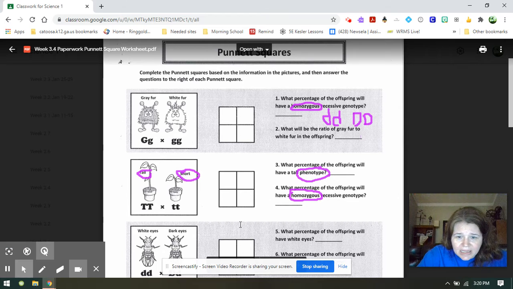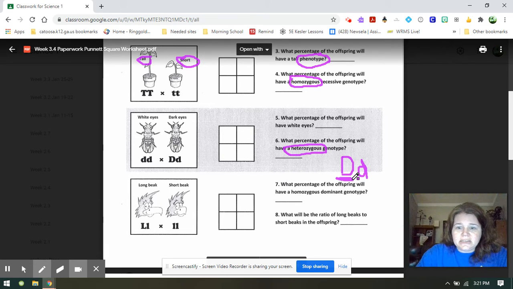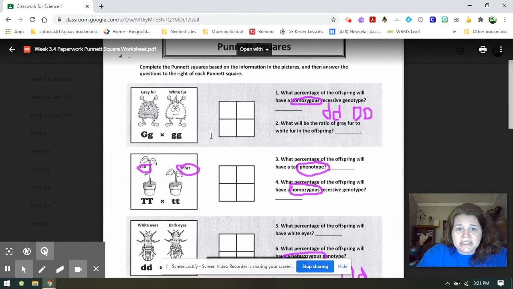Let's see. There's got to be another vocabulary word. Here it is. Heterozygous. Heterozygous meaning both are different. So you have a capital and a lowercase. It's always going to pull that dominant trait, okay? Because that overshadows that recessive trait. So those are the vocabulary words that you need to know for this worksheet.